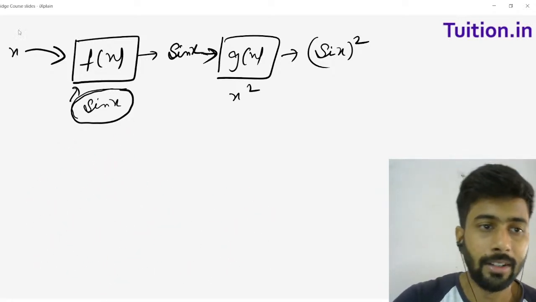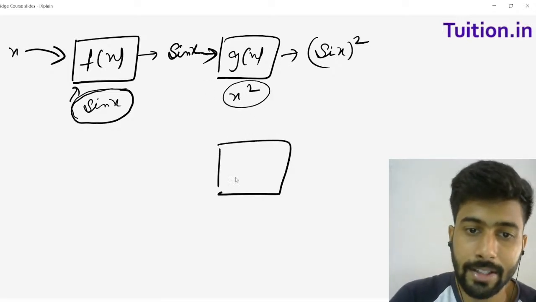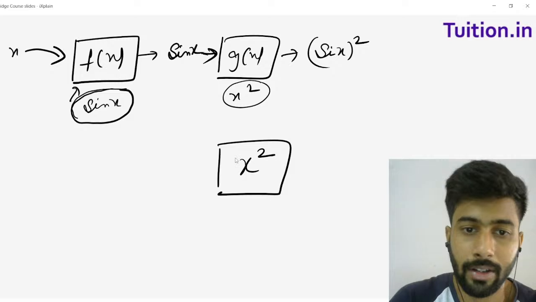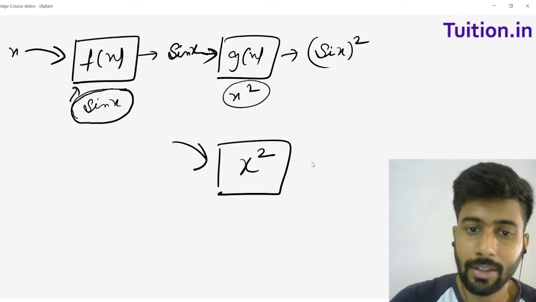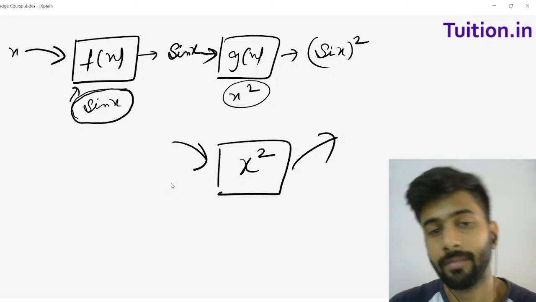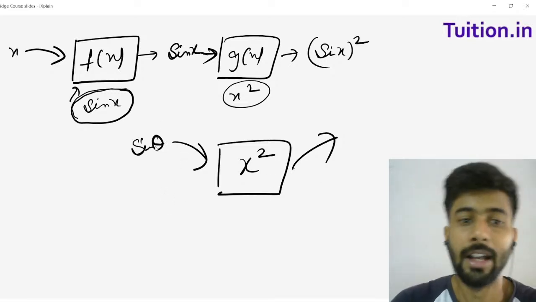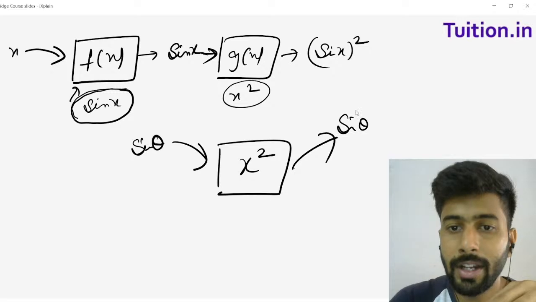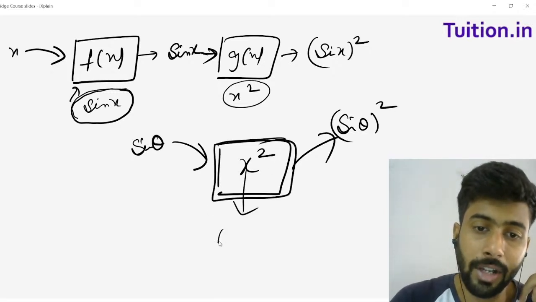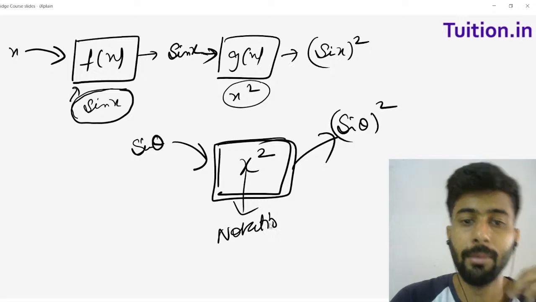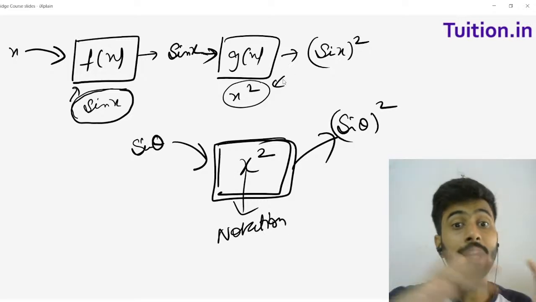You might think that this function is x square. The point is, guys, g of x is x square. Whatever input you give to this fellow will square it. So if you are giving sine theta as input to this fellow, it will square it, because x is just a notation. Remember, it's a notation in this case. If I'm saying x square, it means input square.